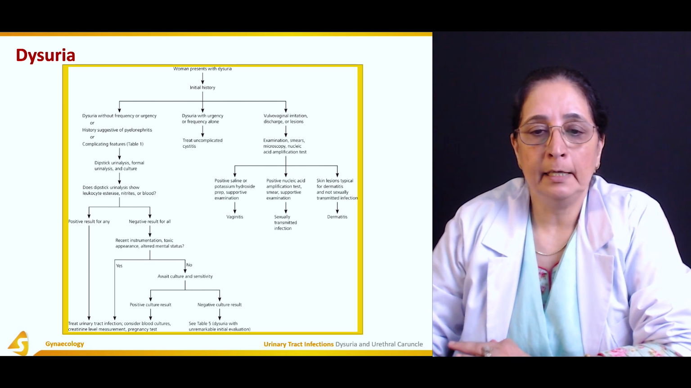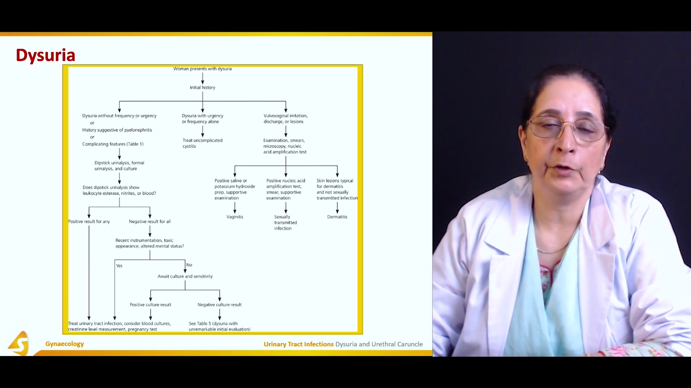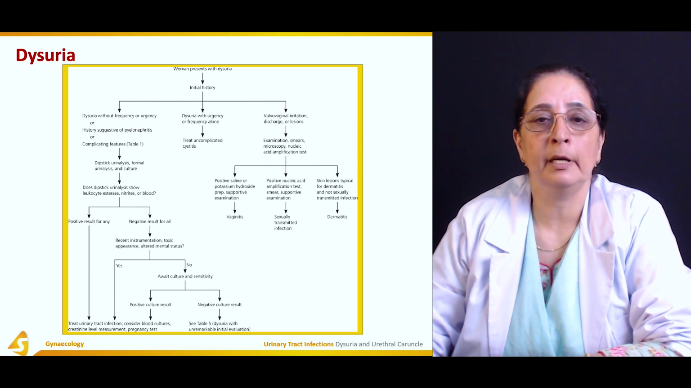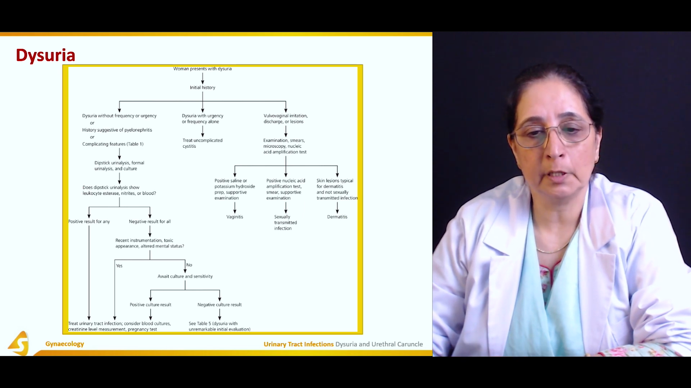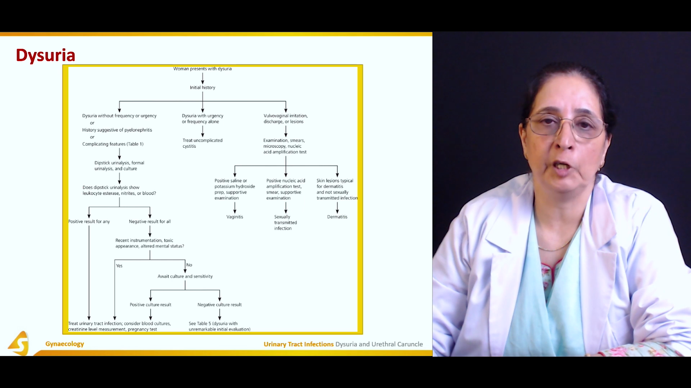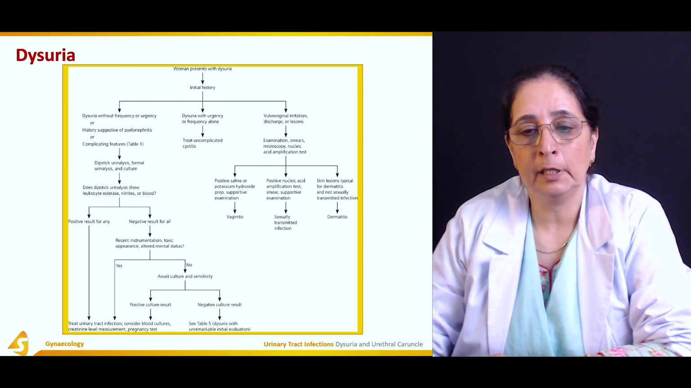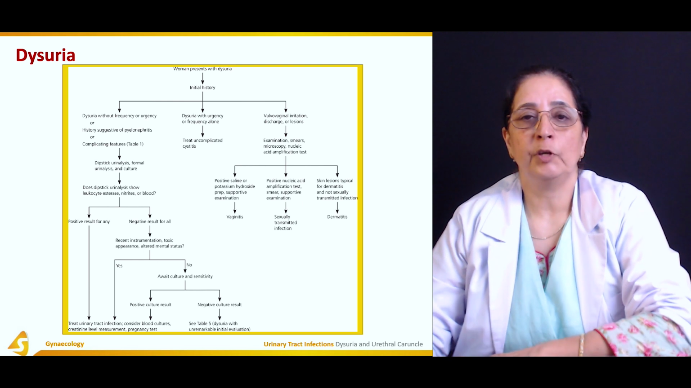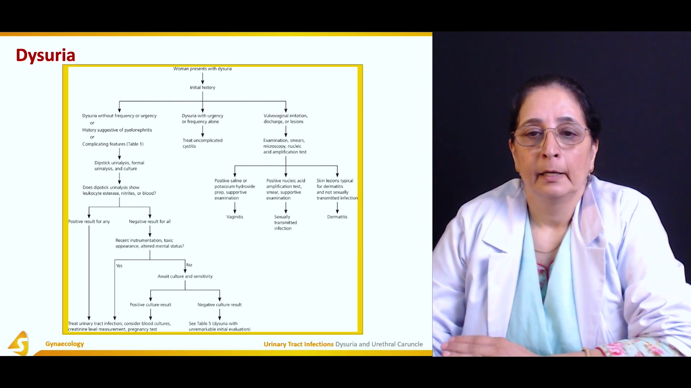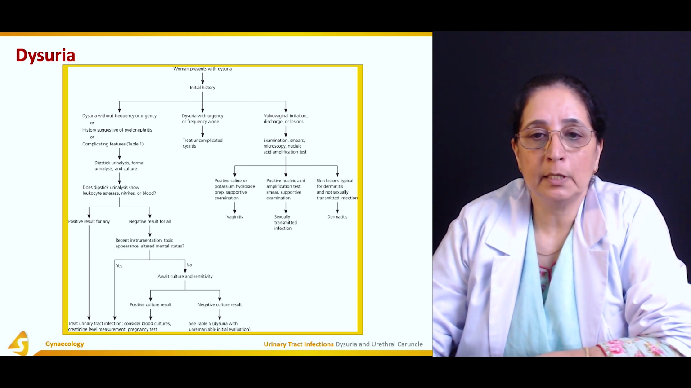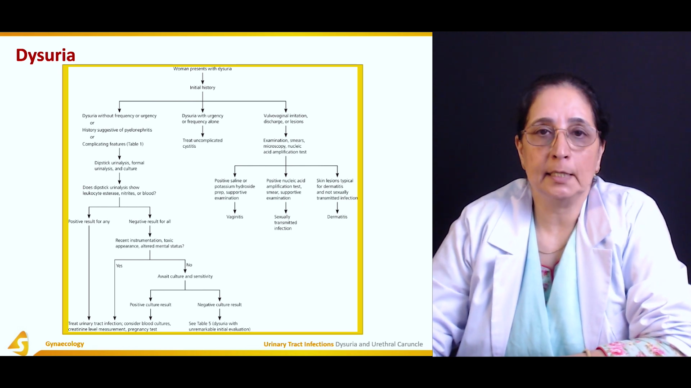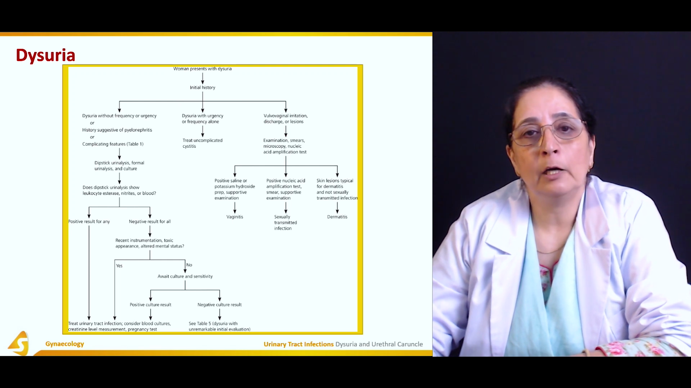If there is a negative result after the urinalysis, usually we wait for the culture of the urine. If the culture shows a positive result, usually the treatment is started. If the culture is negative, usually the treatment is not required. If dysuria is present with urgency or frequency, usually we treat the cystitis, or treatment of uncomplicated cystitis is performed.